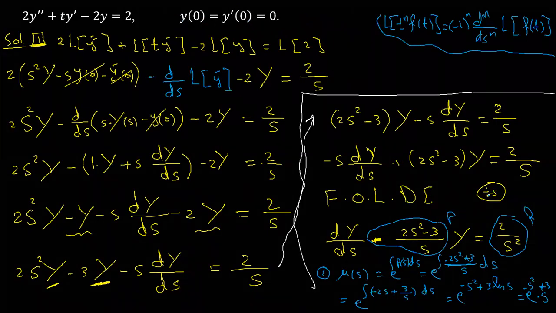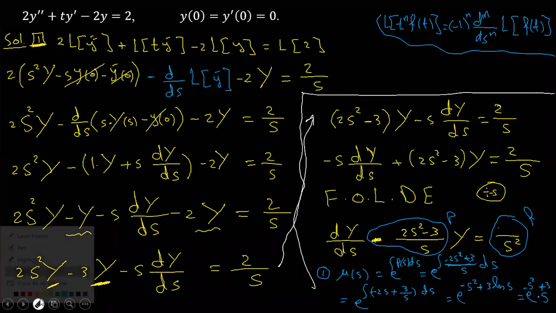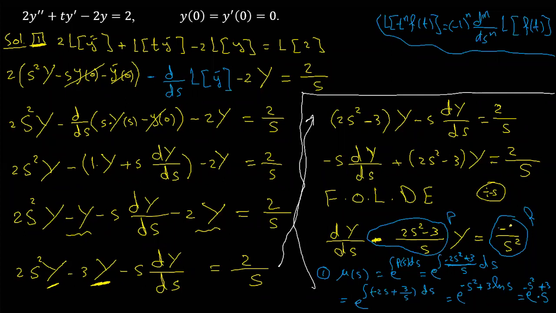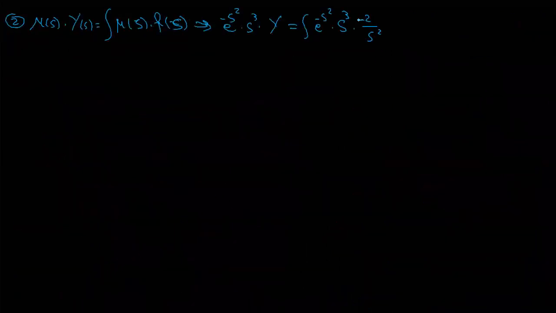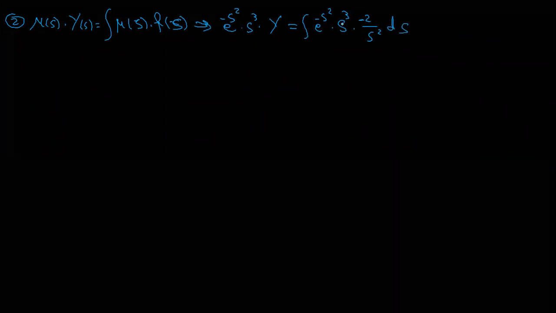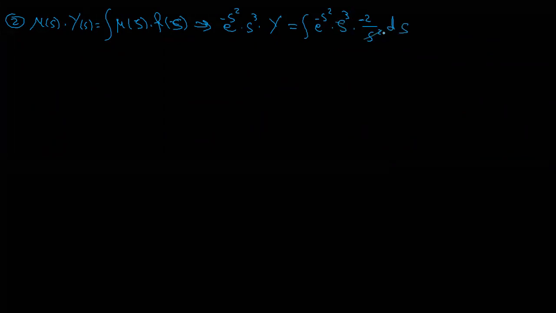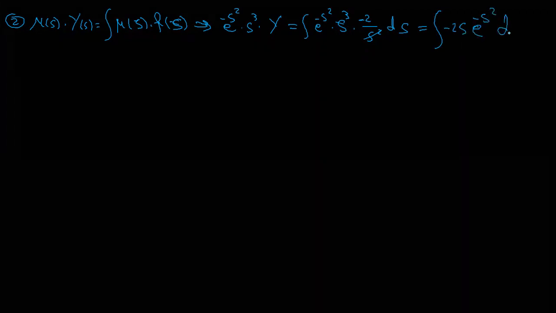I think it is negative 2 over s squared. It must be. I multiplied here by negative s, so it's negative. I'm so sorry for this mistake. Just 1 minute. It must be negative 2s divided by s squared. I'm sorry. Continue here. Negative 2s squared ds. I can cancel out s squared with this s. So I have integral of negative 2s e to the negative s squared ds.